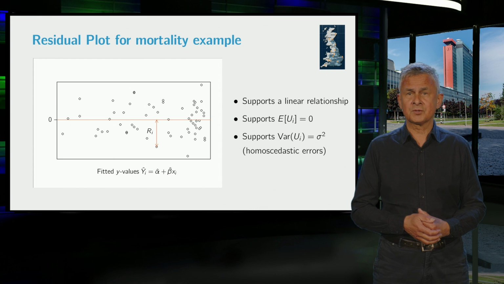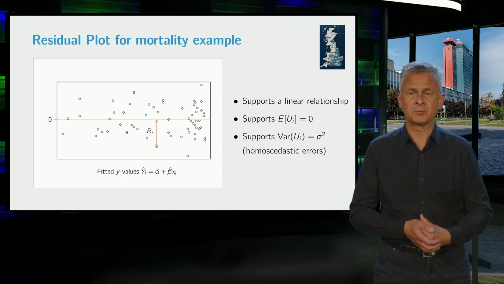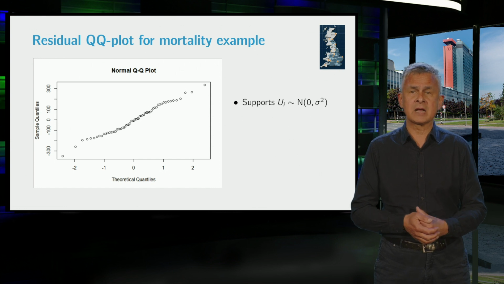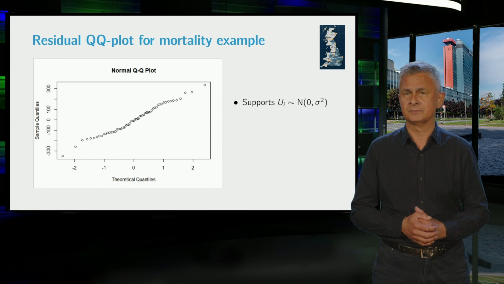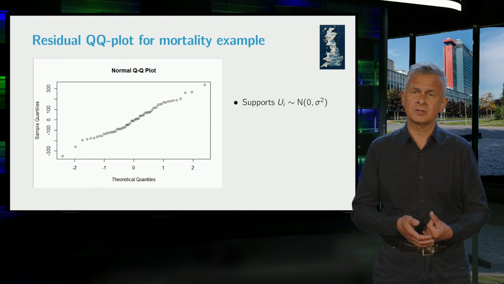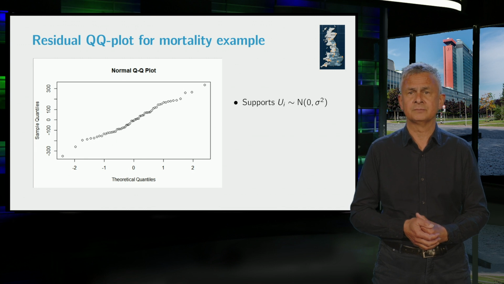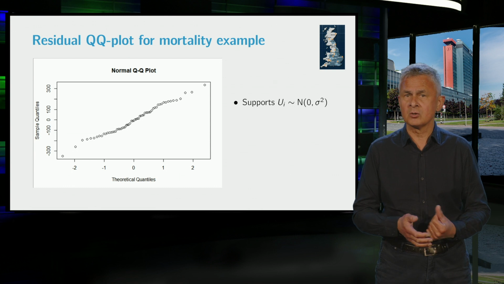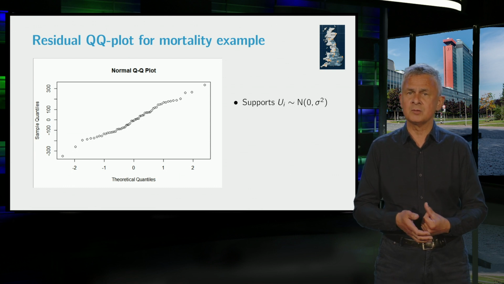What about the assumption of a normal distribution for the measurement error? Well, this can be checked either by a histogram of the residuals or by a normal QQ plot of the residuals. Well, here is a normal QQ plot for the residuals in the mortality example. They are more or less on a straight line, so that the assumption of normality seems reasonable.